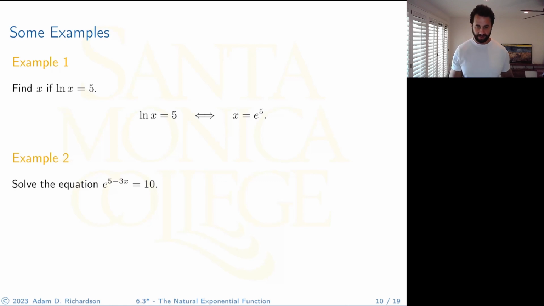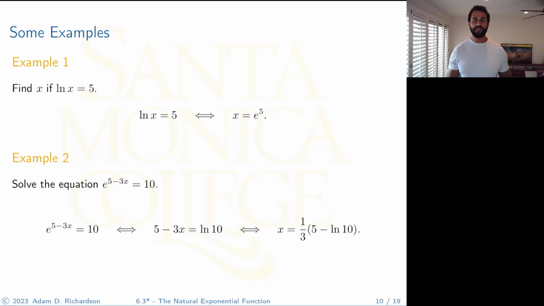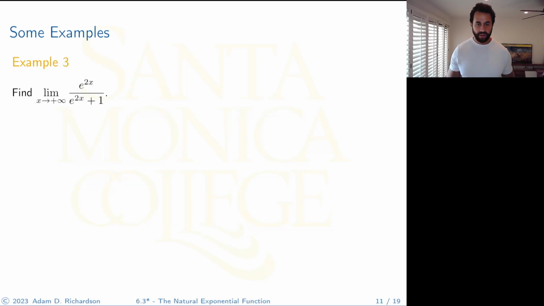All right, let's do it together. So first thing is we can use the definition of inverses to invert the equation and write it in terms of log. So if e to the 5 minus 3x is 10, that means ln of 10 is 5 minus 3x, right there. Then you can do some basic arithmetic and solve for x, and you get that. Not too bad, right?